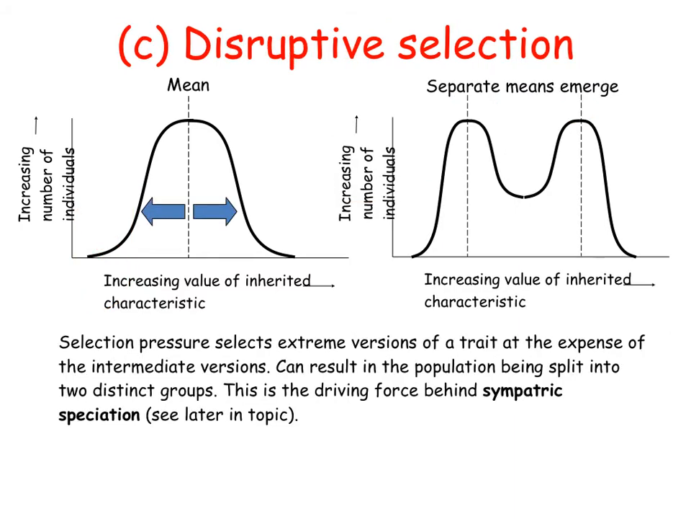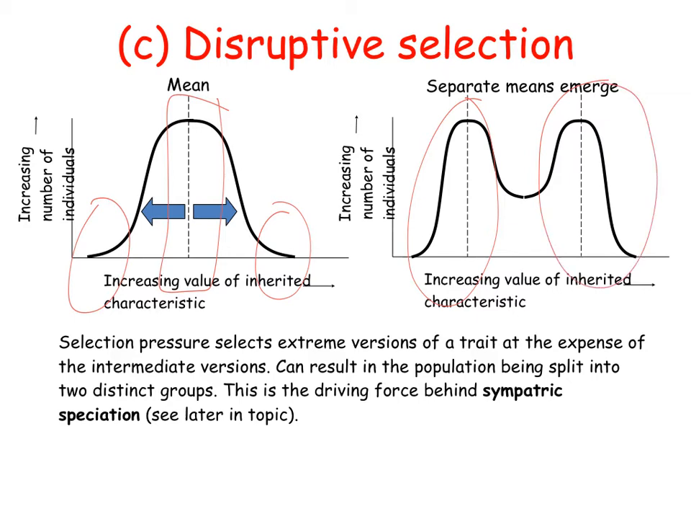This is called disruptive selection. Now here what we're saying is that there's a selective pressure that selects for the extreme versions of the trait at the expense of the individuals here in the middle, the intermediate versions. And what happens is that results in a population being split into two distinct groups.